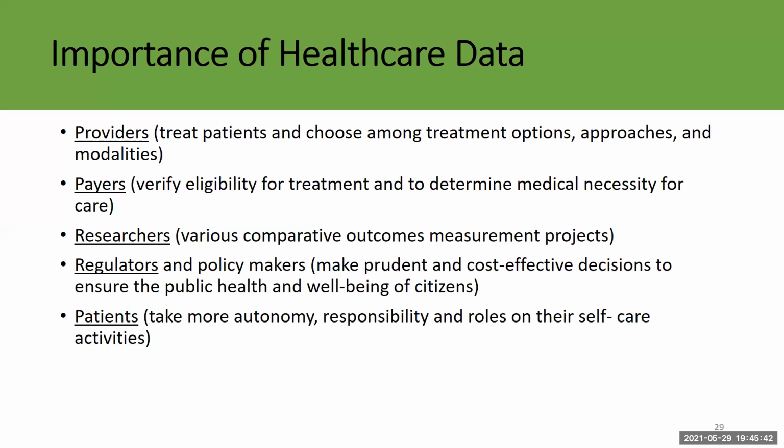Payers also need the data to confirm the eligibility of a treatment which is provided for a patient, as we saw in the examples of meaningful use reimbursement and other incentive programs. Researchers also need data for various comparative outcome analyses and research. Regulators and policymakers also require data to make cost-effective decisions that would have a direct impact on the public health and well-being of all citizens. And more importantly, the patients themselves need the data to take more autonomy, responsibility, and roles under self-care plans. So healthcare information is really important for us.